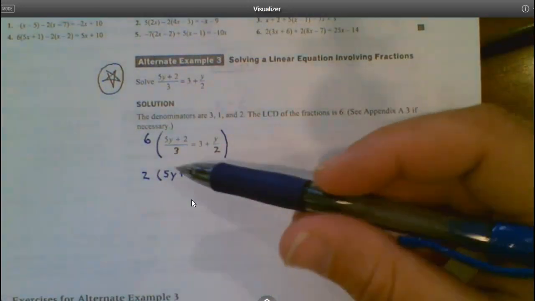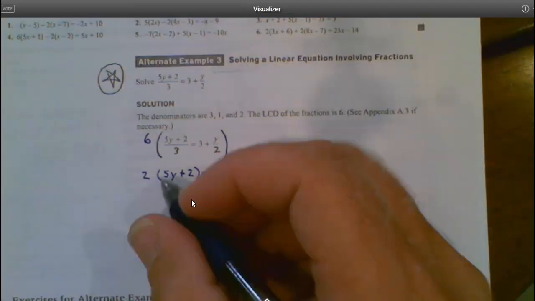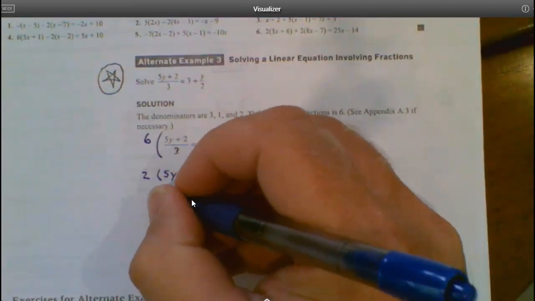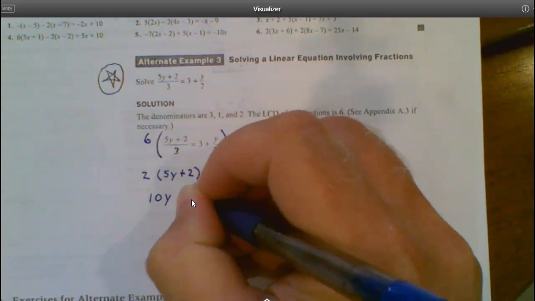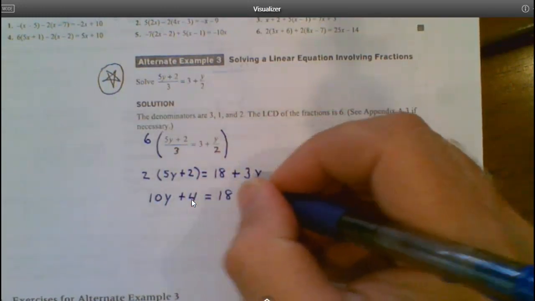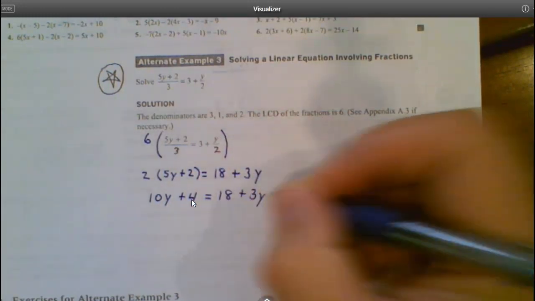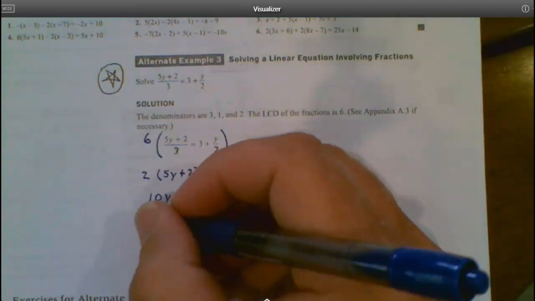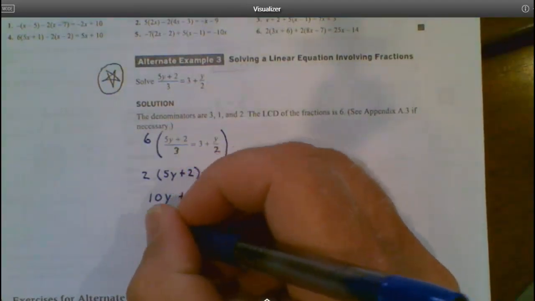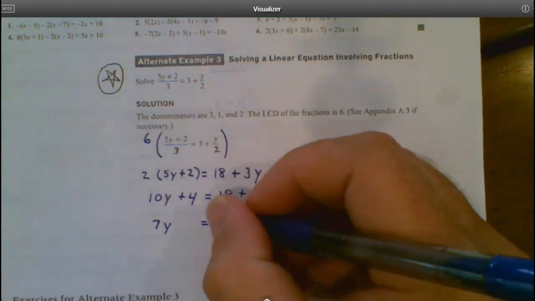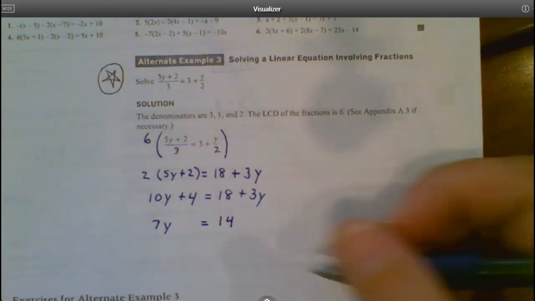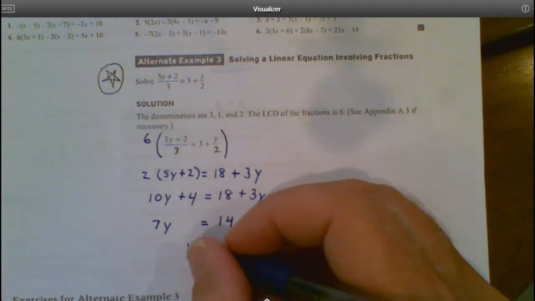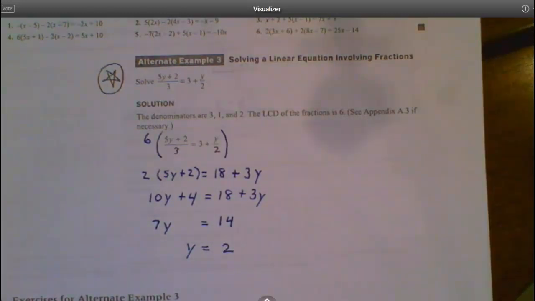So we're just going to go through real quick here and solve for y. So I'm going to distribute that 2. Subtract 3y from both sides. I'm going to subtract 4 from both sides at the same time here. So subtracting 3y is going to turn this into 7y. Subtracting that 4 is going to turn this into 14. And 7 divides in there nice and easy. And we get 2 for our value.